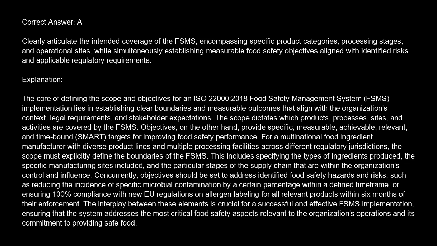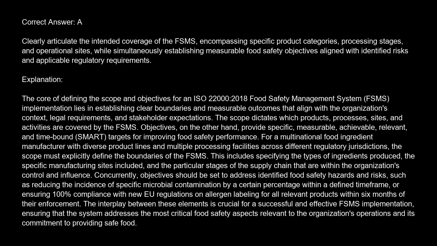The correct answer is A. Clearly articulate the intended coverage of the FSMS, encompassing specific product categories, processing stages, and operational sites, while simultaneously establishing measurable food safety objectives aligned with identified risks and applicable regulatory requirements. Explanation. The core of defining the scope and objectives for an ISO 22000-2018 Food Safety Management System, FSMS, implementation lies in establishing clear boundaries and measurable outcomes that align with the organization's context, legal requirements, and stakeholder expectations.